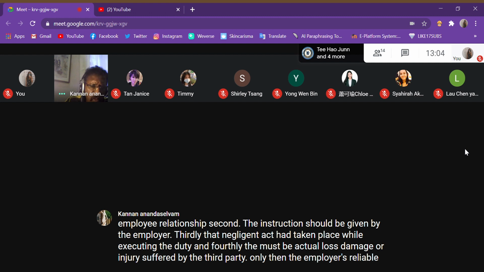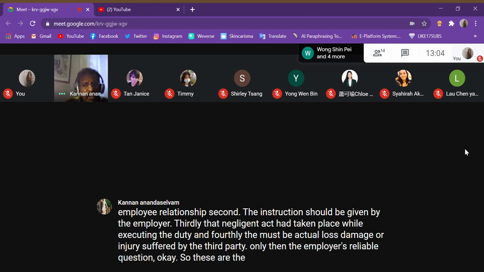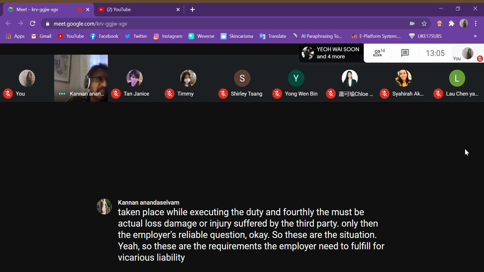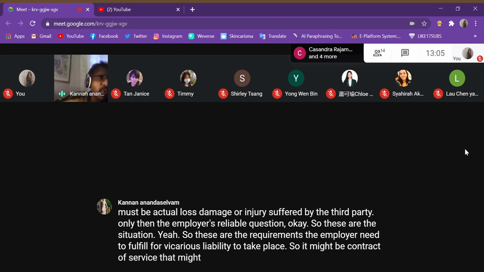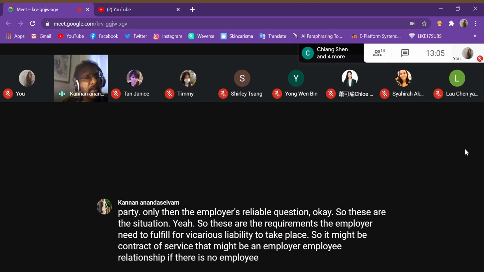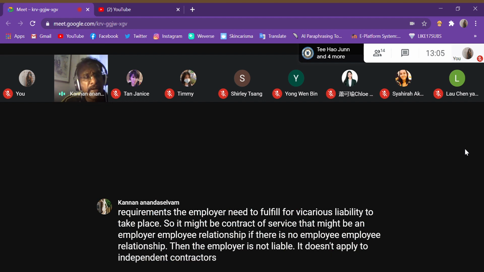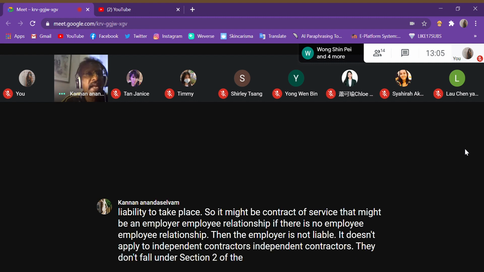Okay. So these are the requirements the employer needs to fulfill for vicarious liability to take place. So it must be a contract of service. There must be an employer-employee relationship. If there is no employer-employee relationship, then the employer is not liable. It doesn't apply to independent contractors. Independent contractors, they don't fall under Section 2 of the Employment Act 1955.